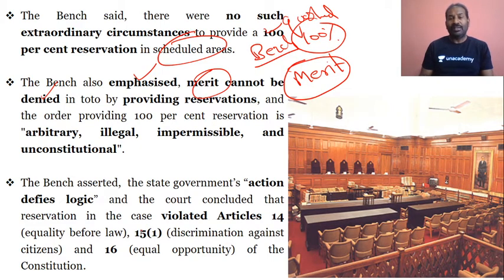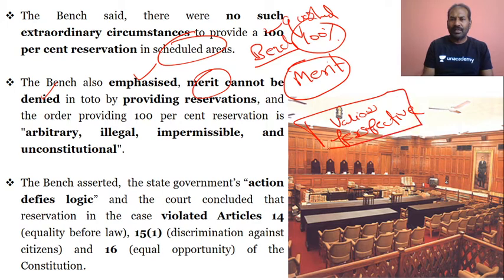Please understand the way the Supreme Court has taken up the case: they have come up with a verdict looking into all the areas, from various angles and perspectives. This is very important. While writing an answer, you have to write it taking into consideration various perspectives, at least the maximum. So here they have also emphasized that merit cannot be denied by providing reservation, and the order providing 100% reservation is arbitrary, illegal, impermissible and unconstitutional.